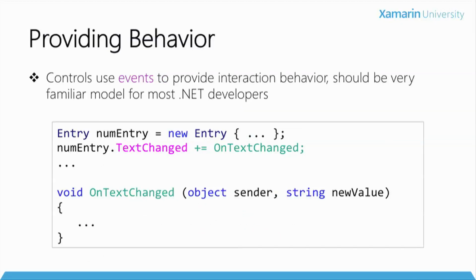In addition to the properties that we have to influence the look and feel, we also have a lot of events that are exposed on our controls. In the example here, we use a text changed event on an entry field. If you subscribe to these events, you can use event handlers as shown here. You can use delegates, lambdas, whatever you prefer. They work just the way you expect them.